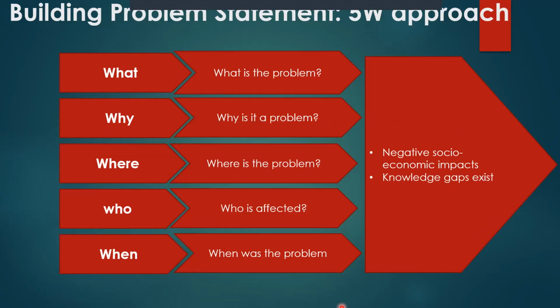So when you state the problem, you explain what the problem is. Then you need to provide evidence that the problem is existing. Then you must explore all this: what is the problem, why is it there, where is the problem, who is affected, and when was the problem. So you see, all these things must be used to provide evidence of the problem, and also to explain how the evidence relates to the problem. So it's very important.